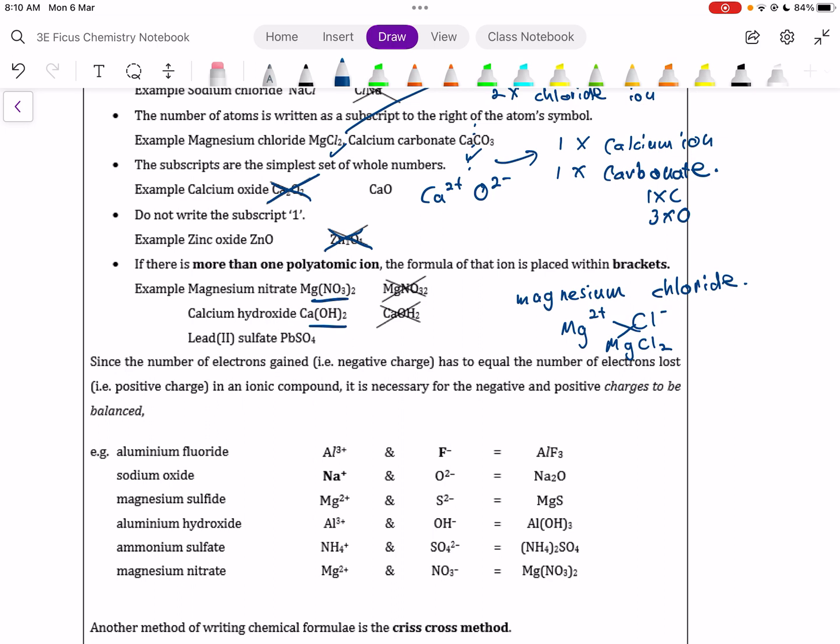Then you also have cases where, for example, magnesium nitrate is not monoatomic ions. So here you have Mg2+ and NO3-. When you do a crisscross, because it's a different charge, you don't put just the two like that. You've got to bracket the NO3, so this gives you Mg(NO3)2.